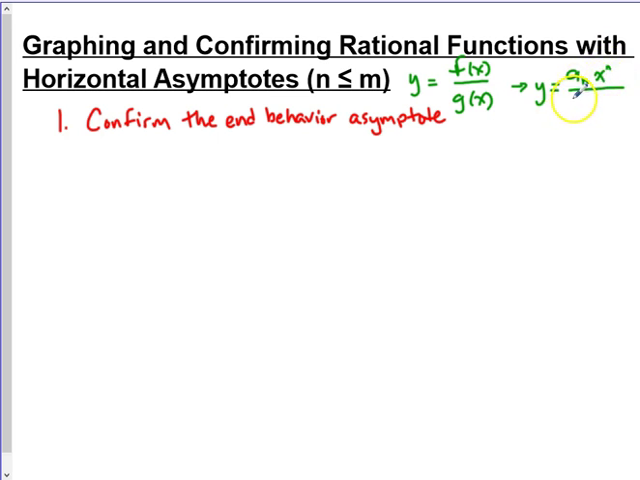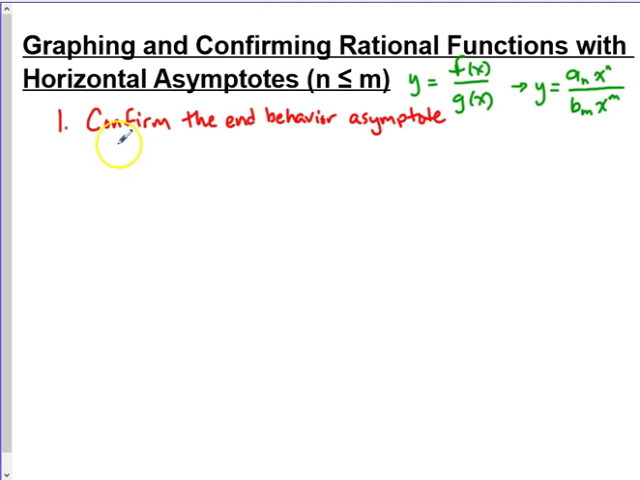And then in the denominator, we're going to say b sub m is the coefficient of the leading term of the polynomial in the denominator, and x to the m power, where m is the degree of the polynomial, the largest exponent of the denominator. Okay, so that's going to be useful actually. When you see this n less than or equal to m, that's what we're referring to. What's the degree of the numerator compared to the degree of the denominator? And that pretty much tells us what we need to know about the asymptote, the end behavior asymptote.